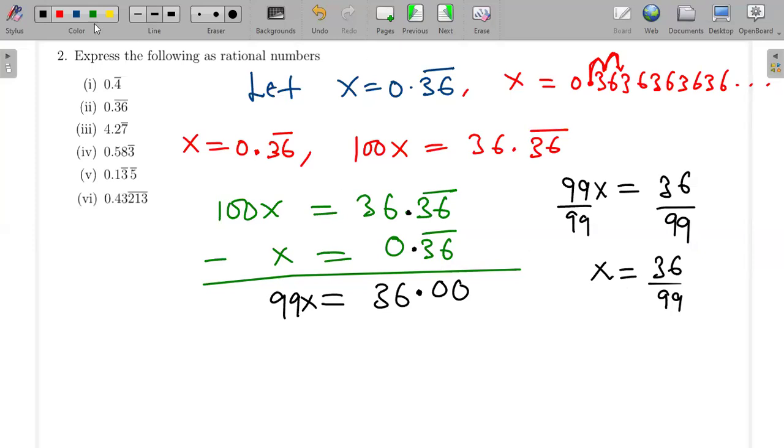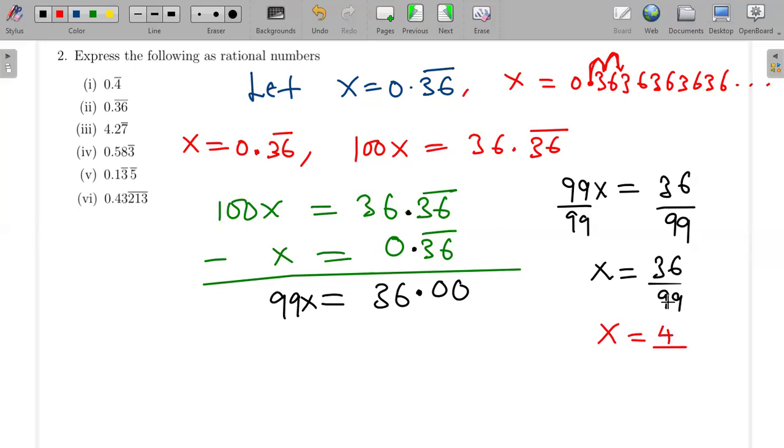So now ask yourself, is there a number that can go into 36 and 99 without leaving a remainder? Is there a number that can go into those two numbers without leaving a remainder? Yes. So 9 can go into 36. How many times? 4 times.